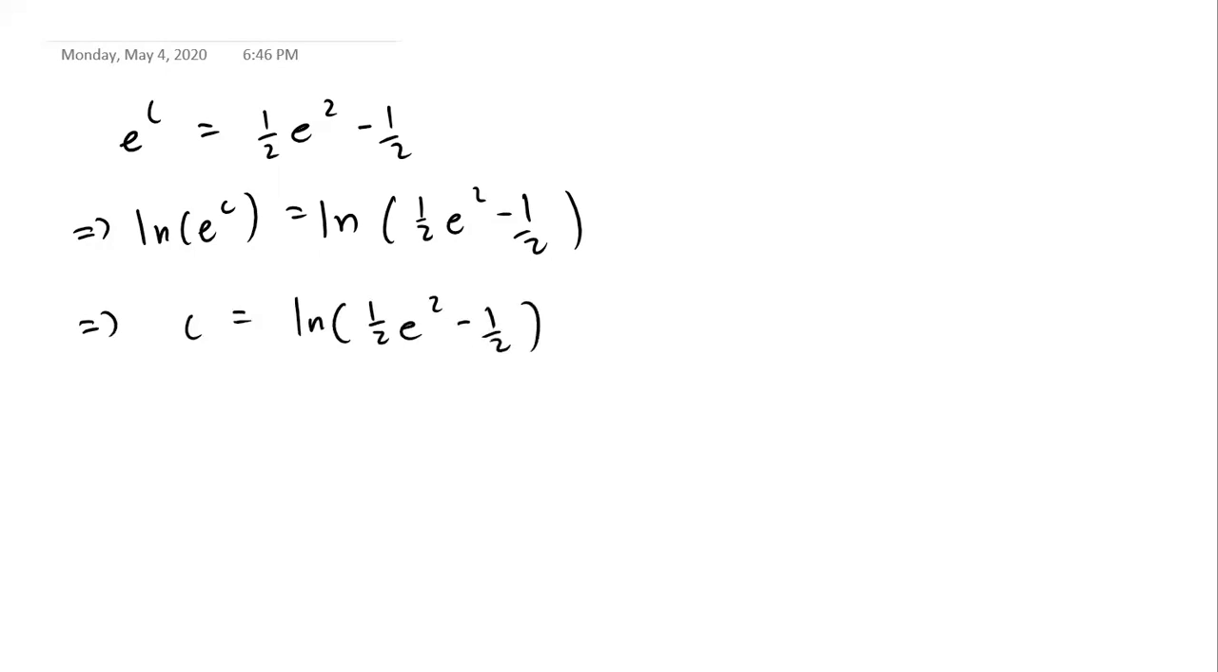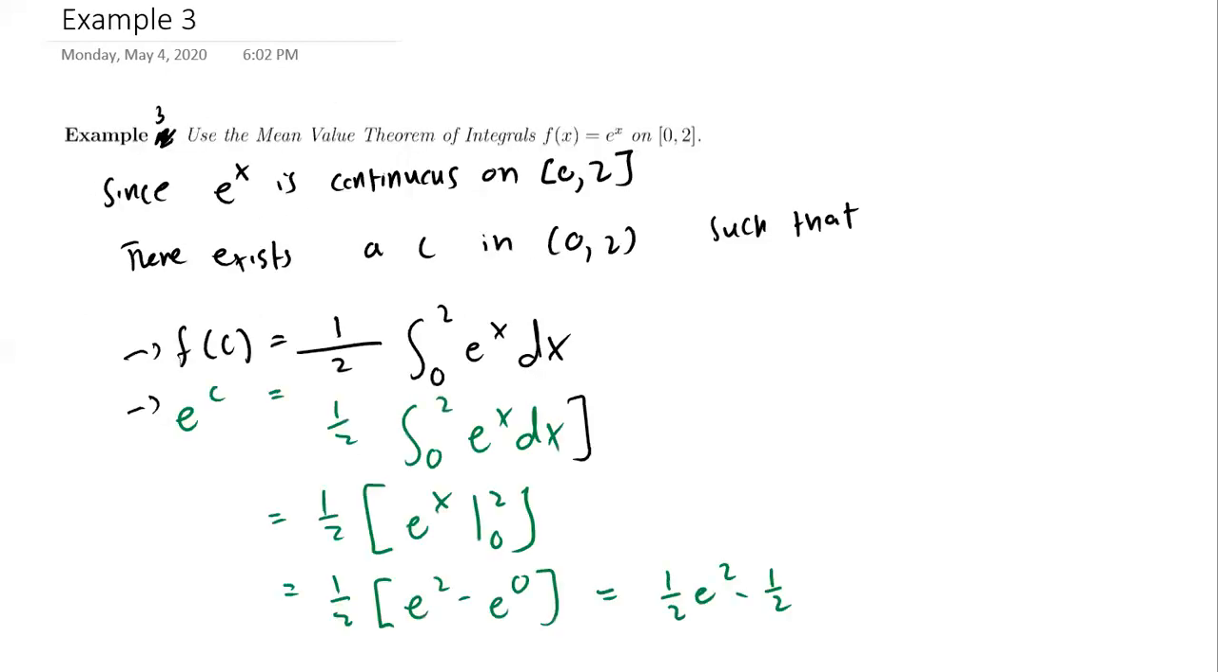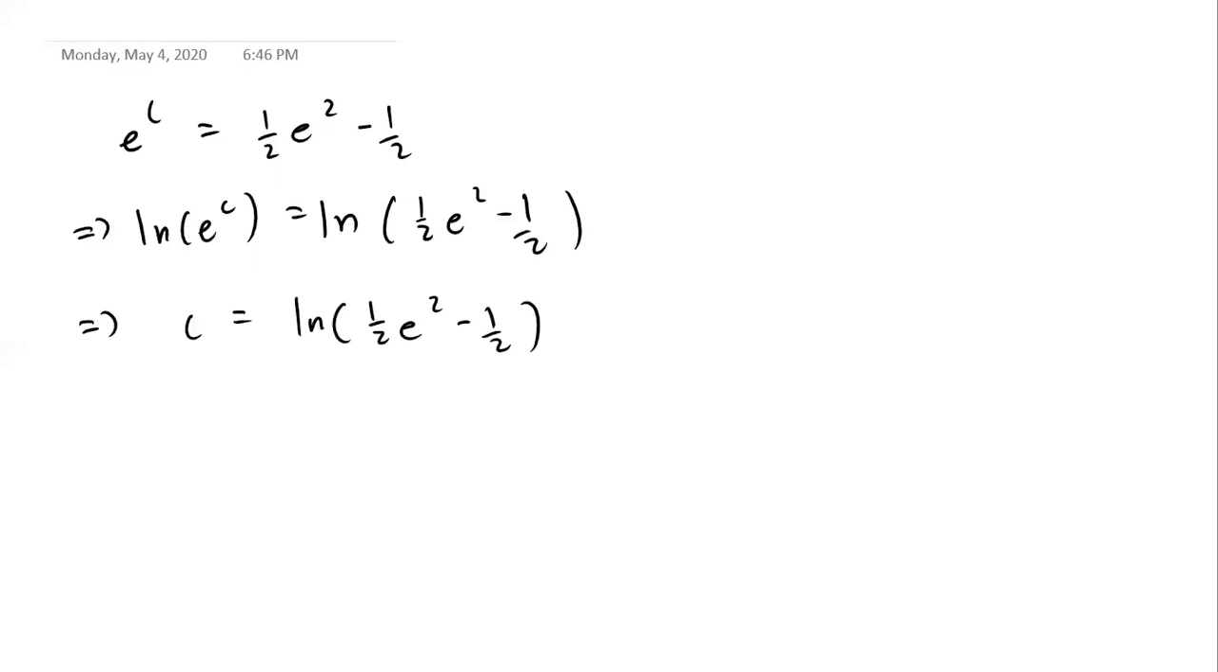And this is the c that is guaranteed to exist by the mean value theorem. There exists a c such that the function value evaluated at c equals the average value of the function. And we found what that c is. And that's it. Okay. So this should get you through the homework for this section.